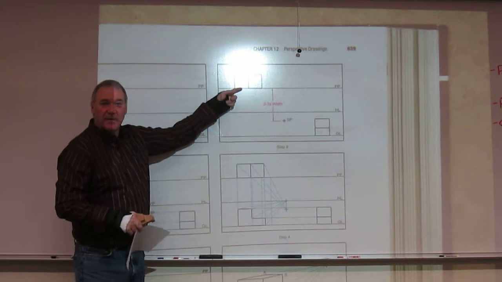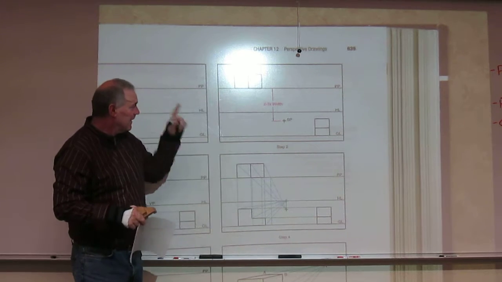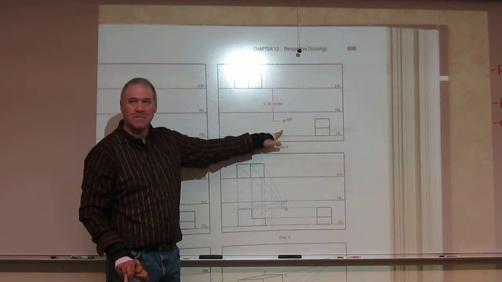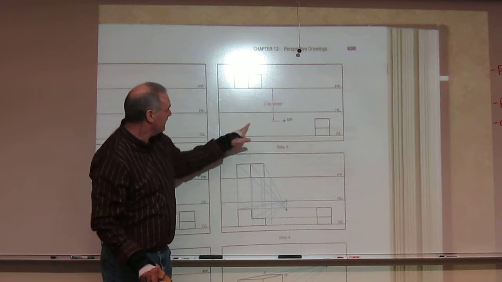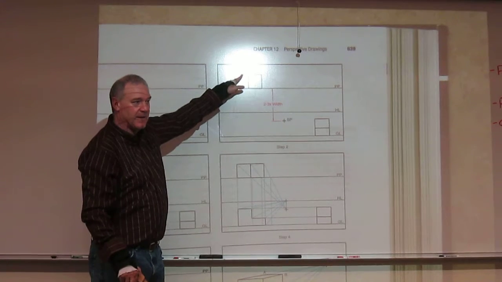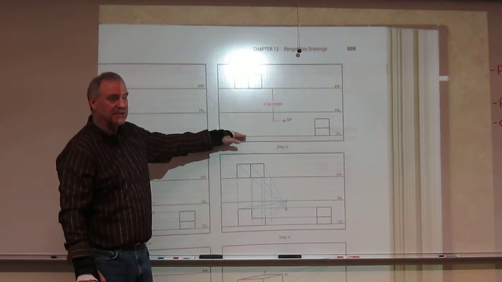Okay, so we set it up as such. Then next thing we do, we locate the station point. Do I want to look at the right of it? Do I want to look right into the object? Do I want to look at the left of it? 30-degree cone of vision. So you're picking this up.